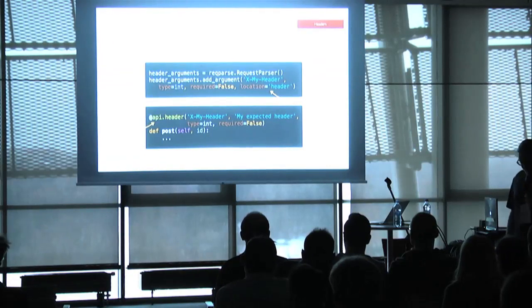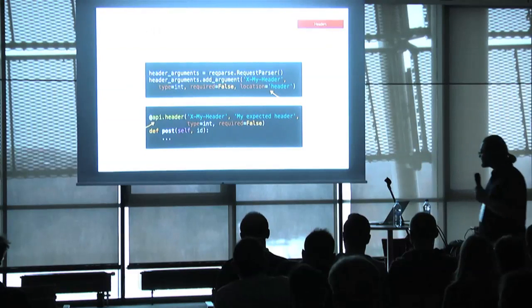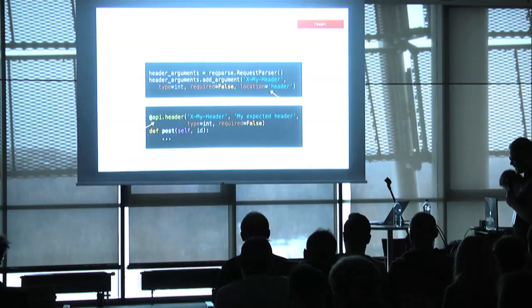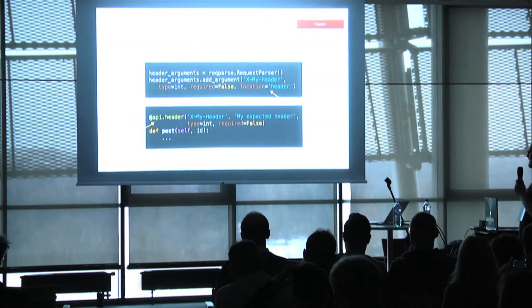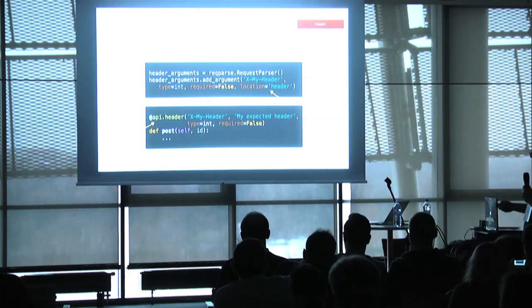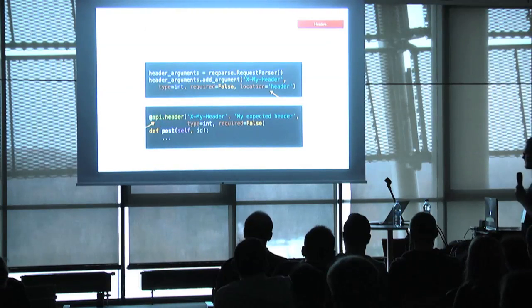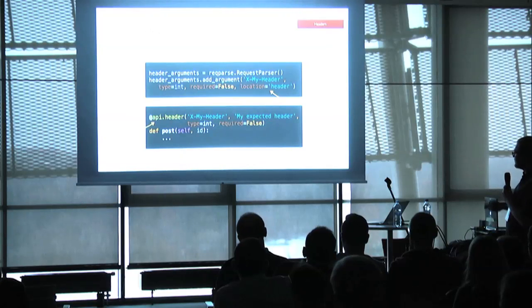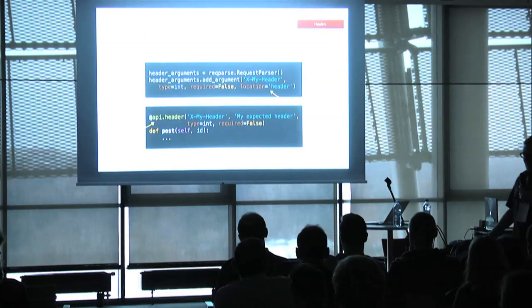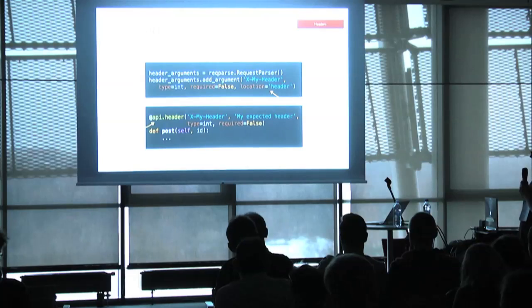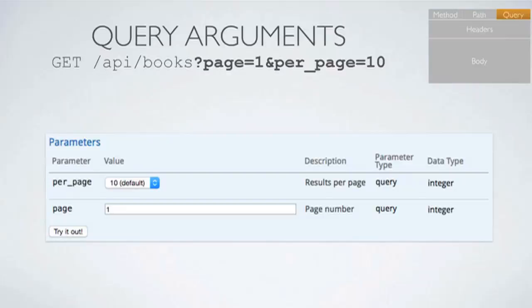Next part is request headers. And request headers can be outlined in the same way as request arguments. You simply specify a different location for that argument. And alternatively, you can use the API header decorator if you find that more readable, and attach that header requirement to one of your methods. Again, this becomes part of the form.